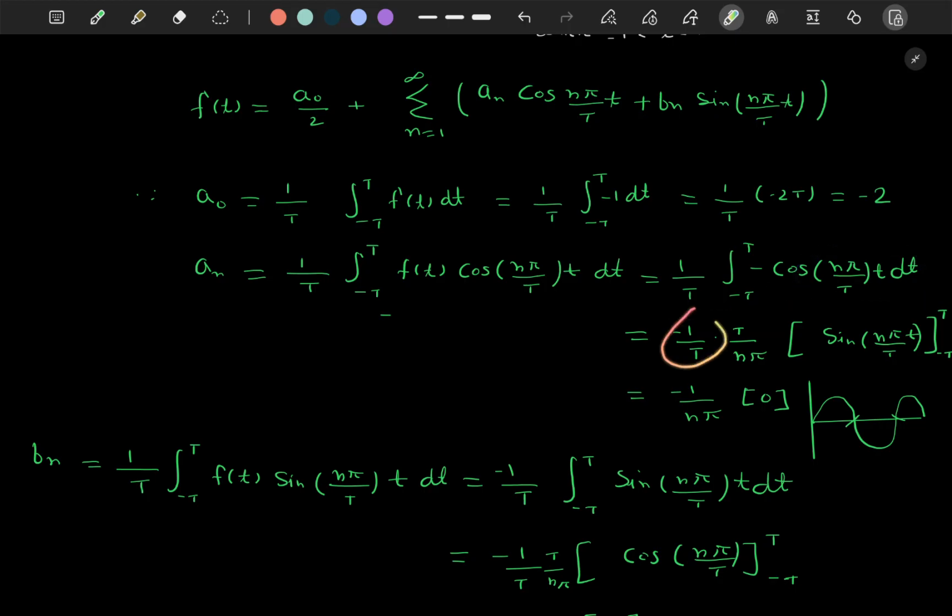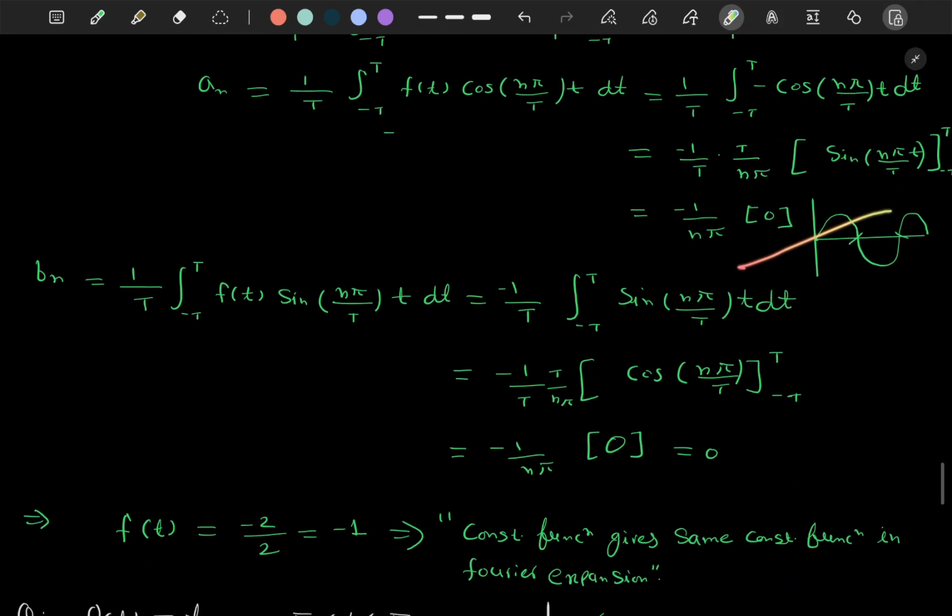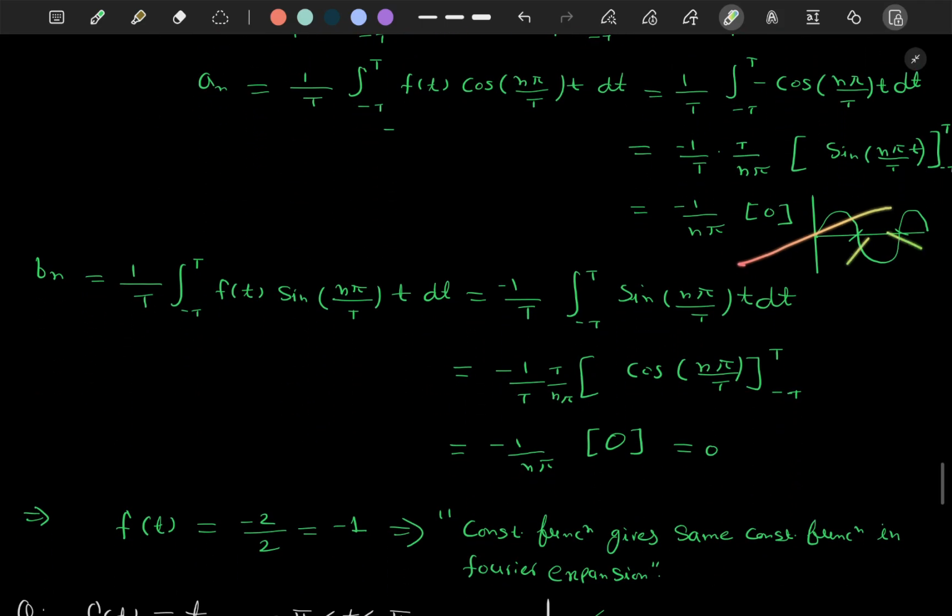Now minus 1 by T, and the integration of cos is sin n pi t by T, and T over n pi will come out, limits minus T to T. You know the integration: the coefficient of any trigonometric function will be in the denominator. So after we put the values, what will we have? sin n pi will be 0. This sin n pi will be 0.